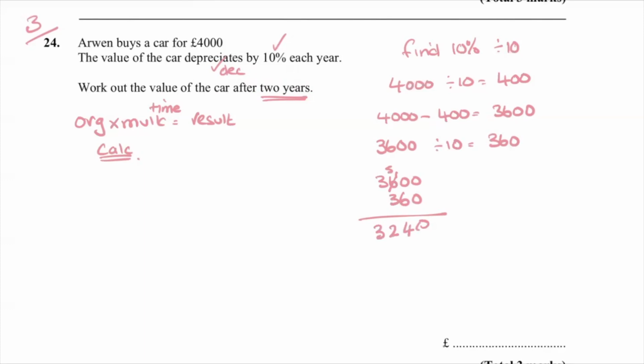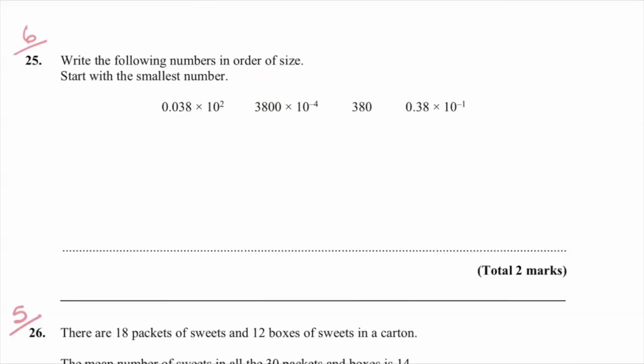So our final answer is 3,240. Okay, another crossover question. We need to write these numbers in order of size. Now, to do that, I'm going to express them all as ordinary numbers first of all.